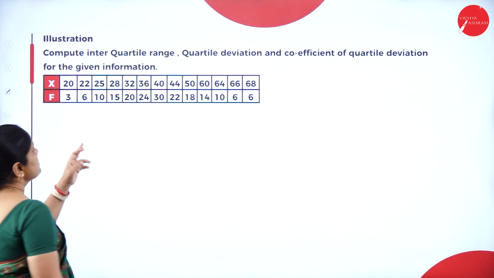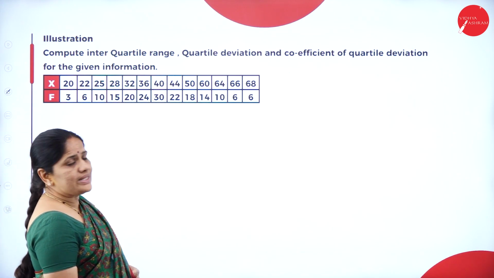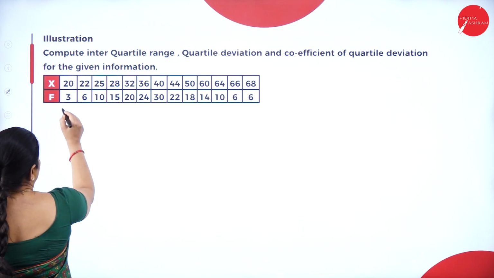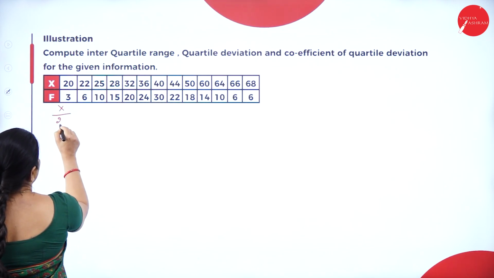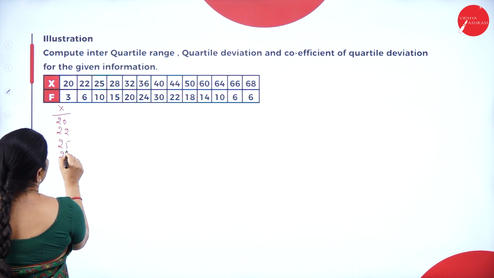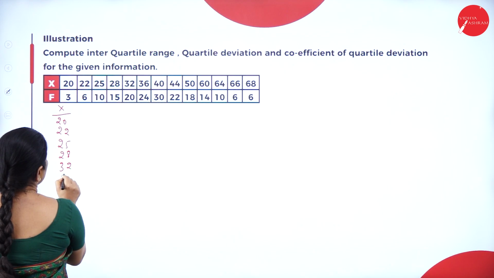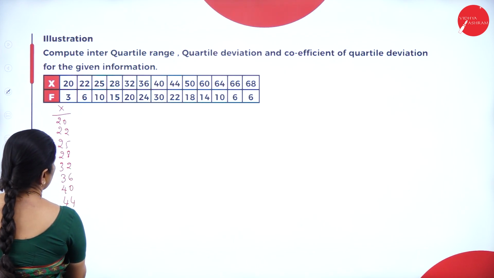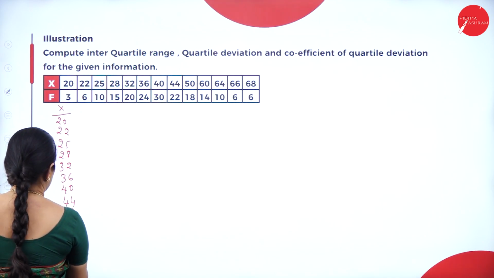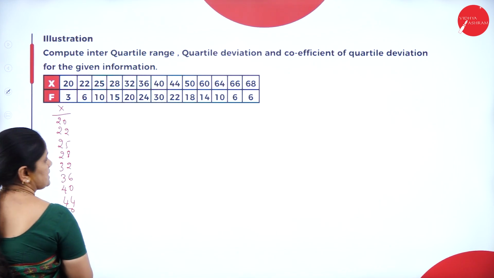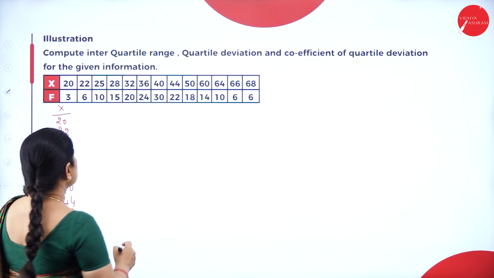So the x values are given and also the frequency is given. So I write it in the vertical manner. So x values will be 20, 22, 25, 28, 32, 36, 40, 44, 50, 60, 64, 66, 68. So these are the x values.